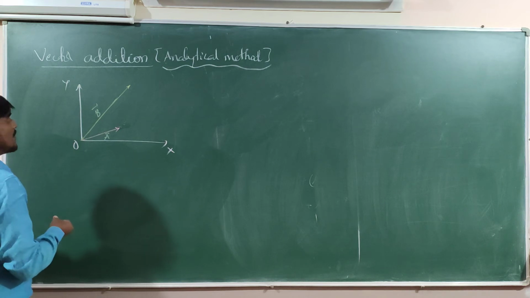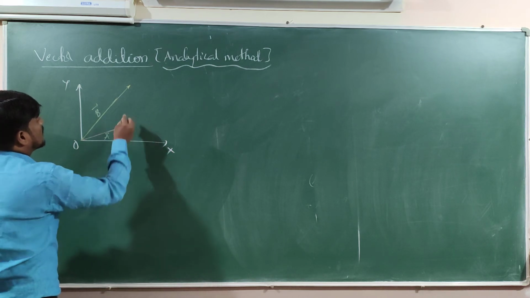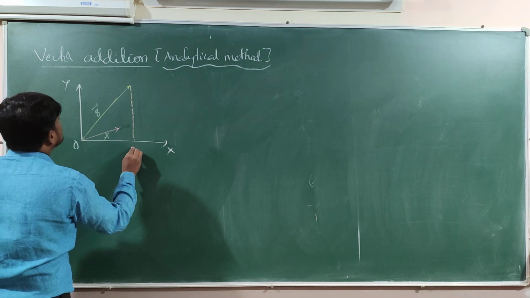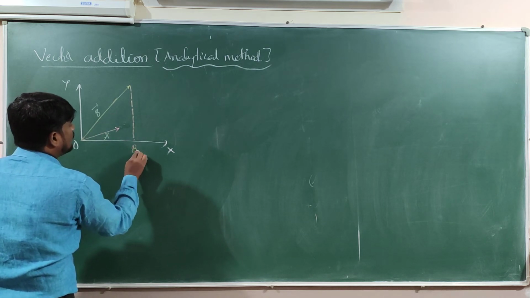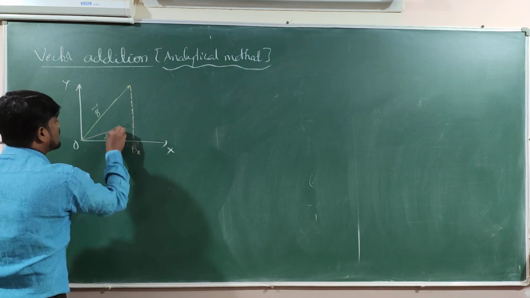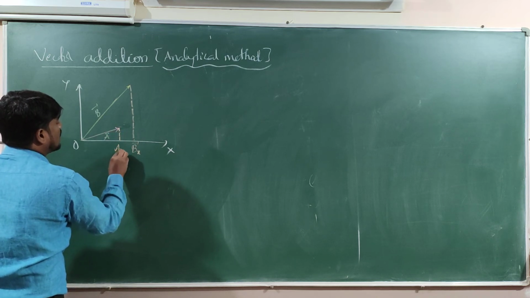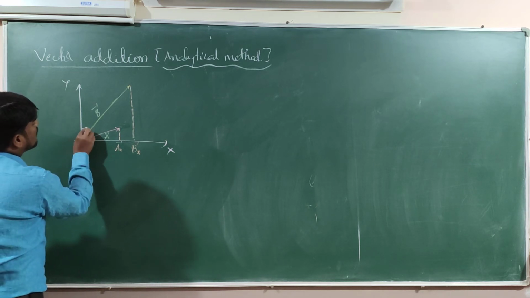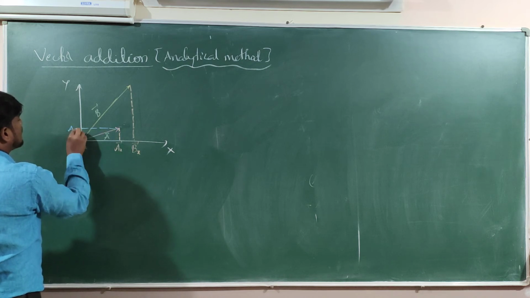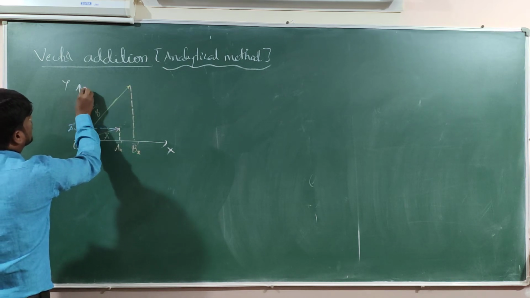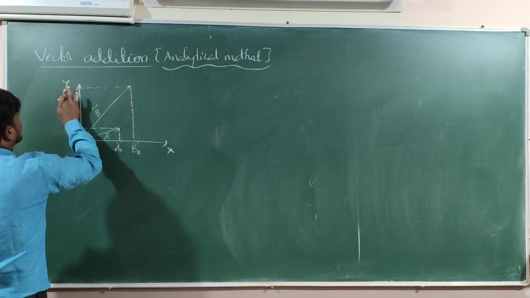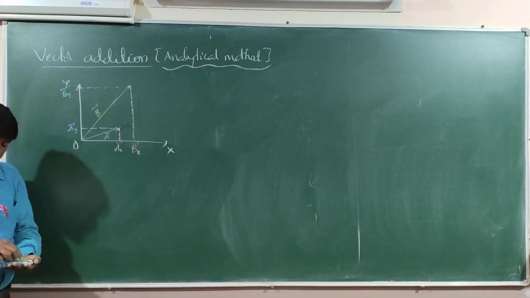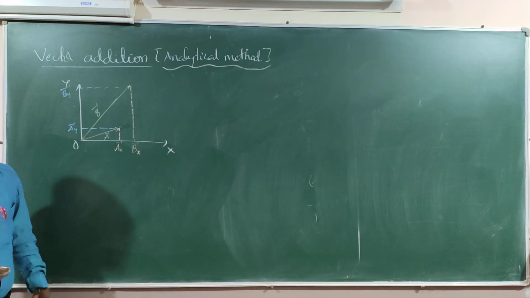Suppose I draw perpendicular lines to these vectors. If I draw a perpendicular line from vector B, this becomes vector Bx. Similarly, if I draw a perpendicular line, this becomes vector Ax. Similarly, if I draw a perpendicular line along the x axis and y axis, this becomes Ay. Then if I draw a perpendicular line to this one, this becomes By. So if two vectors are lying in a plane, how will you write this one by one?